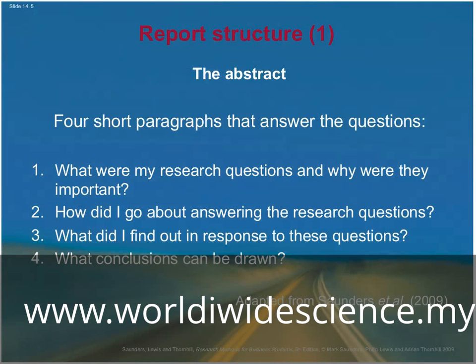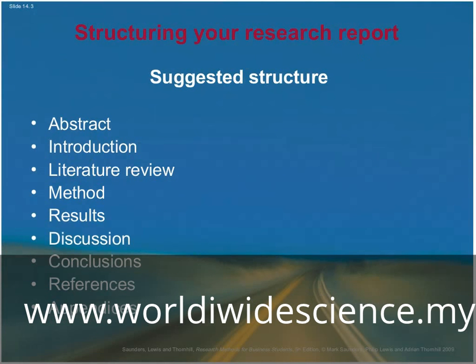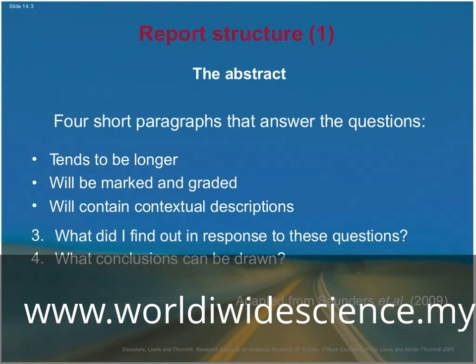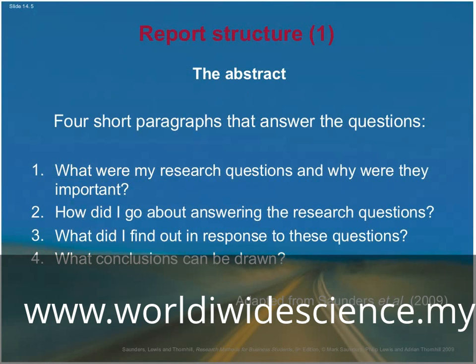About report structure, in this slide we mention the structure of the research report. The first one is the abstract, okay? Now I want to explain how to write the abstract. It is four short paragraphs that answer these questions. First, what were my research questions and why were they important? How did I go about answering the research question? What did I find out in response to those questions? And the last question is, what conclusion can be drawn? When you answer these four questions, it means you have written your abstract.